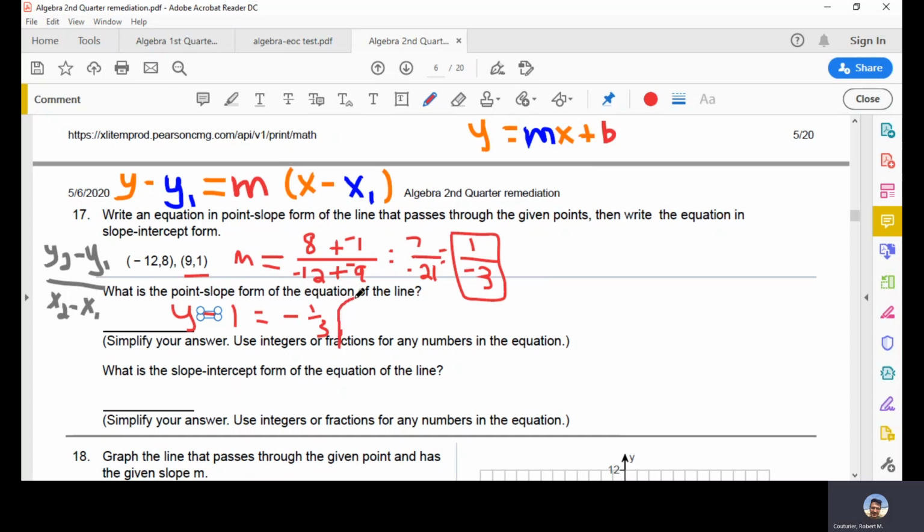In parentheses, x minus, what was our x-coordinate? 9. Because it's positive, we don't have to mess with anything. We just plug it in. There is your point slope formula. y minus 1 equals negative 1/3 times x minus 9.